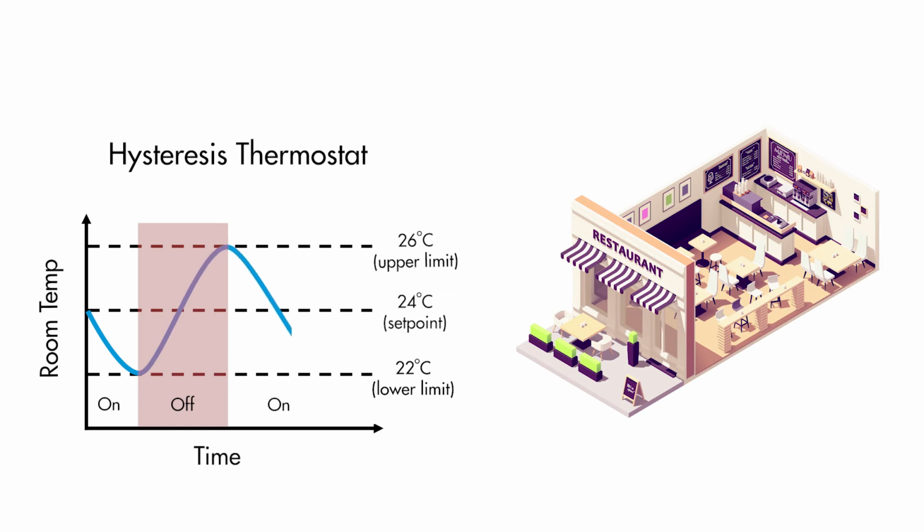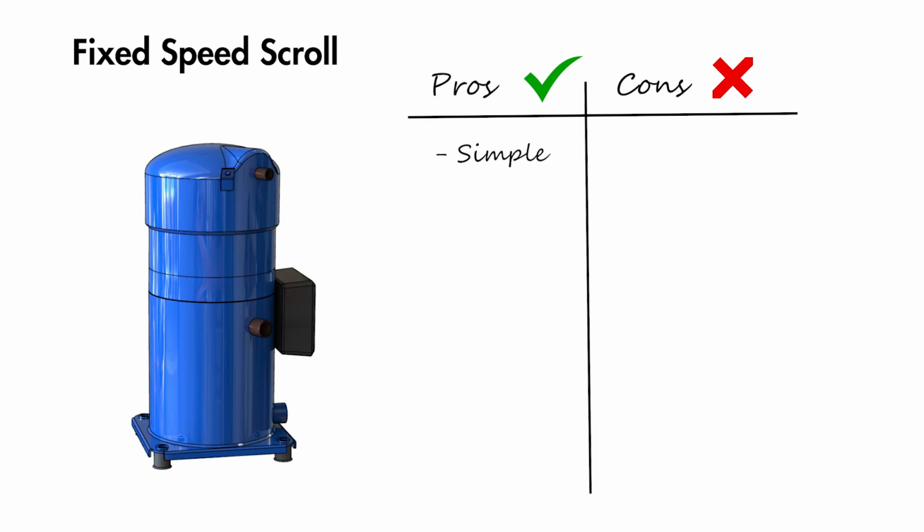back on again. This process continues for as long as temperature control is required, and the result is an average room temperature which is at the desired set point. But from a real-time point of view, the temperature is always fluctuating. Fixed speed compressors are the simplest and probably the cheapest option that we will discuss in this video series. They do come with some downsides though.